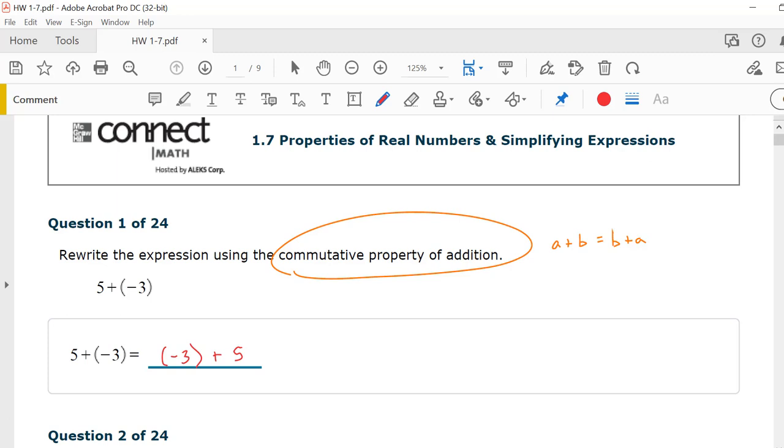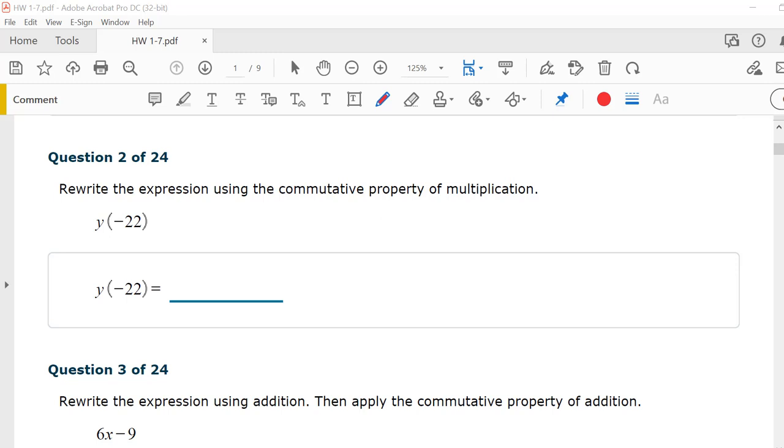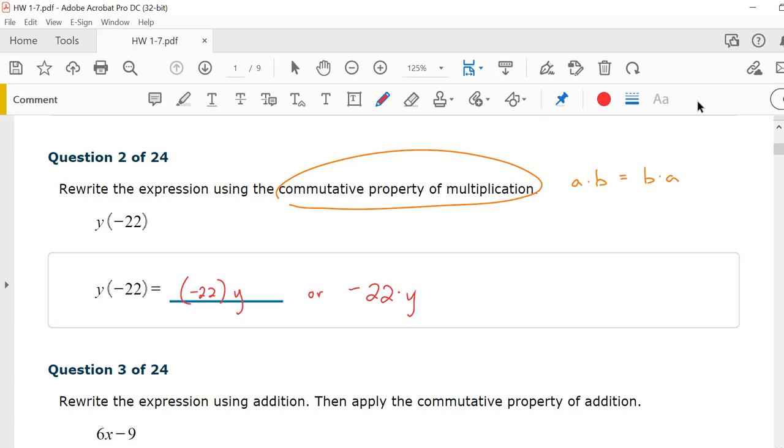Number two, rewrite the expression using the commutative property of multiplication. Okay, commutative property of multiplication says that A times B is equal to B times A. Let's use that to rewrite y times negative 22. So I'm going to write it as negative 22 times y. I could write it without those parentheses and just do negative 22 times y, because that times is understood. Notice over here on the left, you have to put the parentheses. Otherwise, you would have y minus 22.